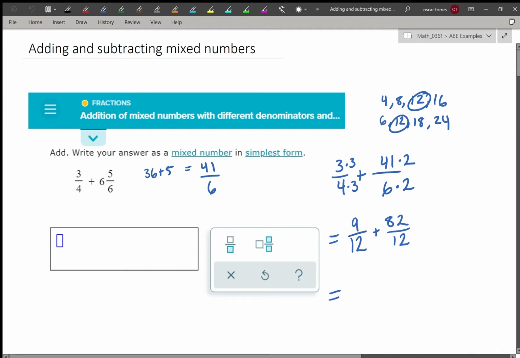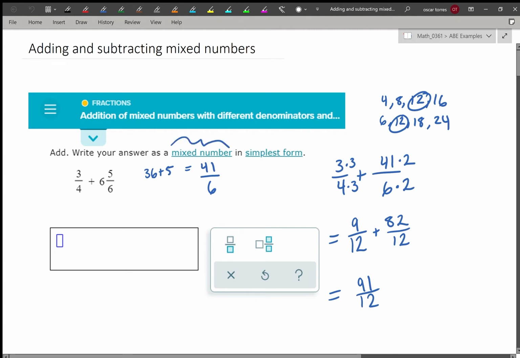Now that they have the same denominators, we know that my answer is going to have a 12 in the denominator. Next, we need to go ahead and add these numerators together. So we're doing 9 plus 82, and 9 plus 82 gives me 91. So we get 91 over 12. At this point, if the answer asks us for an improper fraction, then this would be my answer, because we wouldn't be able to simplify it. The problem is, this question does want us to write it as a mixed number.